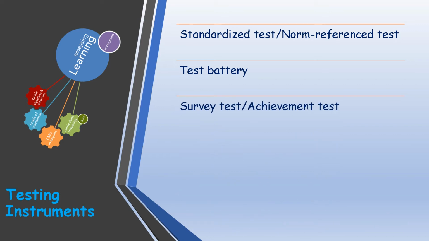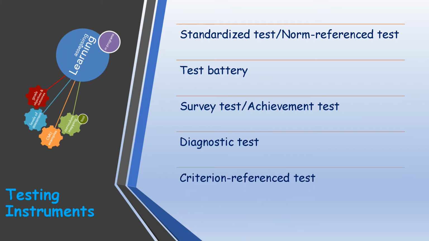Number 3, survey test or achievement test. It is a test that measures general achievement in a given area. It is generally considered to be reasonable estimates of group achievement and not very good precise measures of individual achievement. Number 4, diagnostic test. Diagnostic test is administered to locate and analyze specific strengths and weaknesses of the test takers. And the last one, criterion reference test. This test is designed to provide information on a student's specific skills rather than compare the student to a norm group.